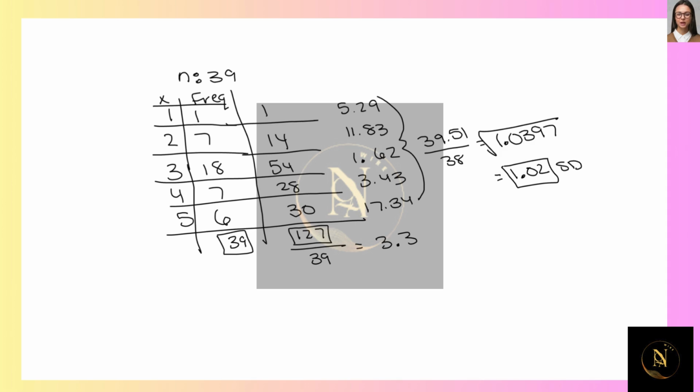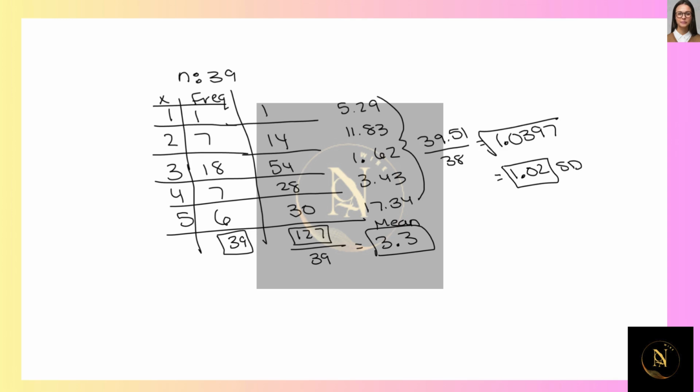Okay, and so now I need to construct a 95% confidence interval. And so the mean of this sample, again, is 3.3. The sample size is 39. The sample standard deviation is 1.02. And we're only going out 2 decimal places.